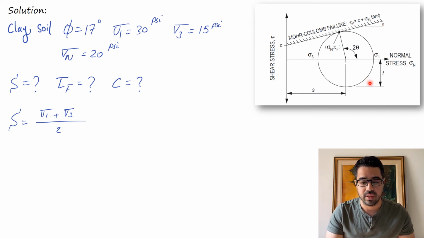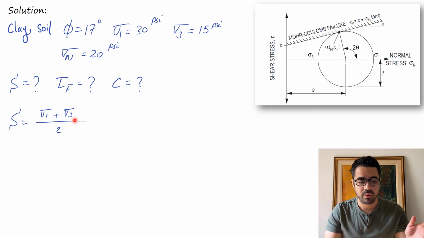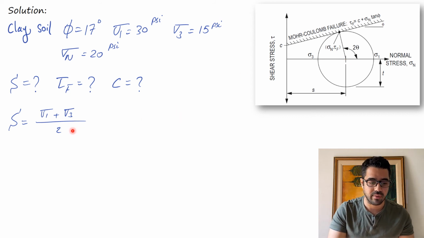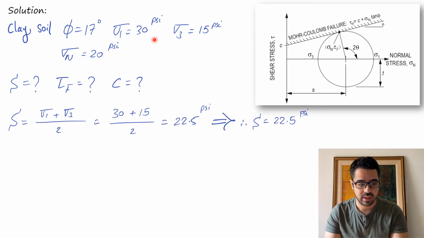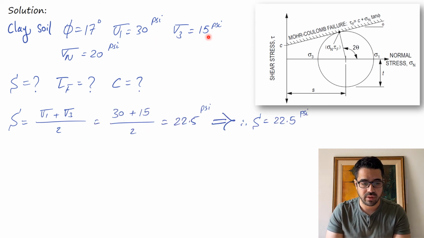So, S is basically the average, from here to here. That's why we put sigma 1 plus sigma 3 over 2, because we're looking for the average. The distance from 0 to sigma 3 is not the same as from sigma 3 to the middle of the circle. So with sigma 1 plus sigma 3 over 2, we're going to get the average. Sigma 1 is given, 30, right? Sigma 3 is given, 15, divided by 2, 22 and a half, and that's going to give us S, 22 and a half.